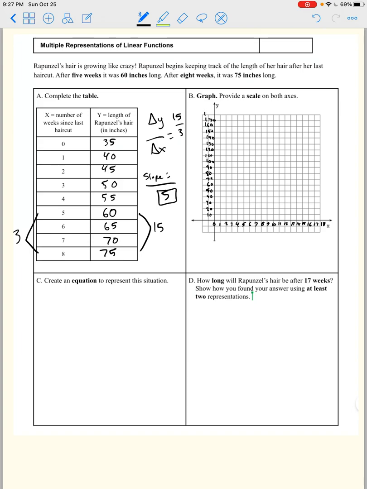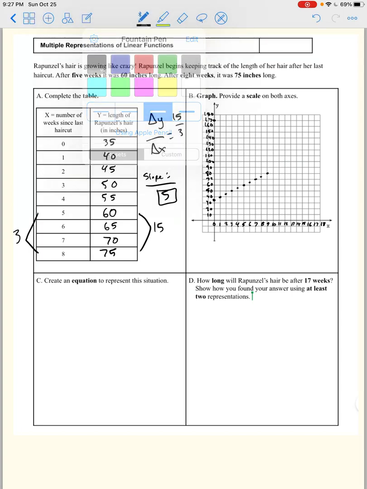This would be really long hair, but Rapunzel does have really long hair. So we have it scaled. Now let's graph some of these points. We know at 0 it's going to be at 35 inches. Then at 1 it's at 40, 45, 50, 55, 60, 65, 70, 75, 80.